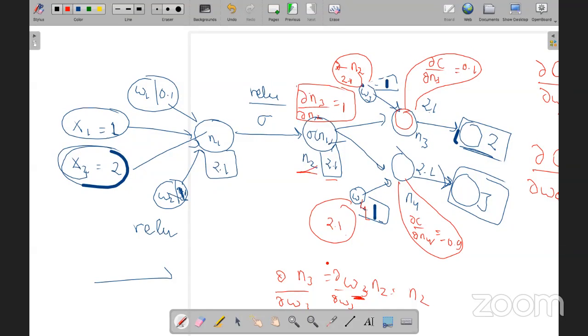Similarly, we just need to find it out for one more, this part, and this is n4, n2. So you find out del n4 by del n2, so now I'm saying del.